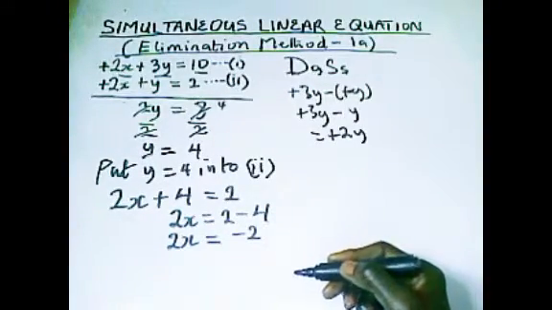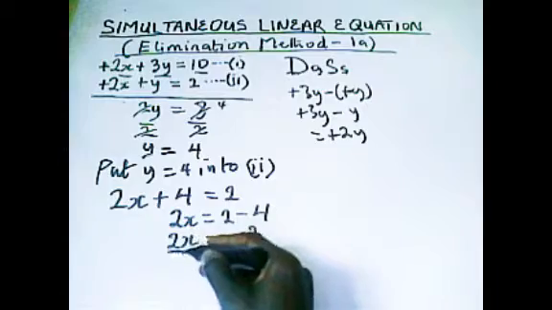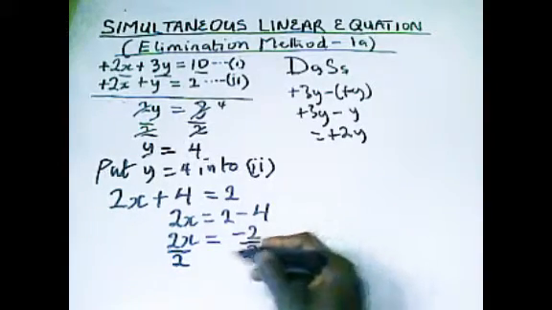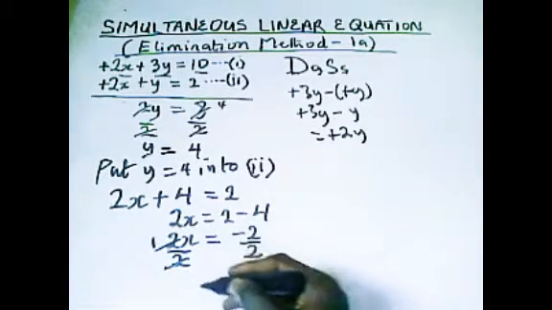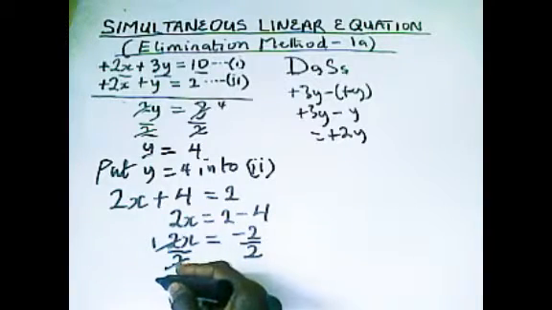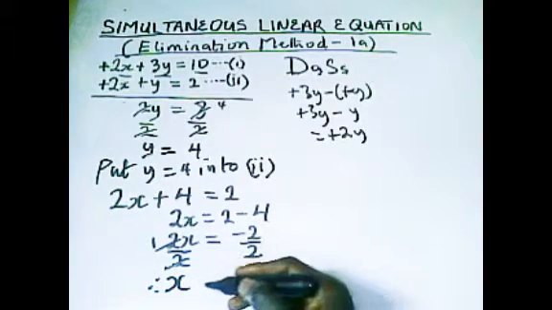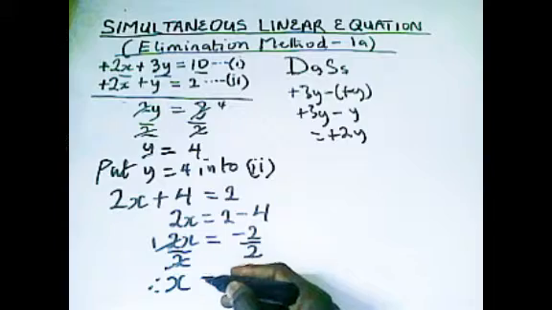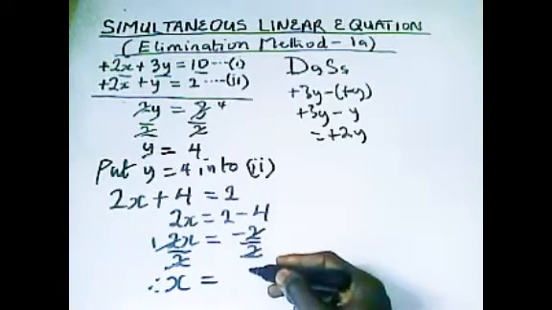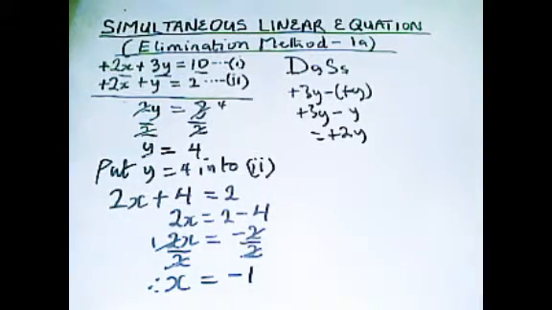I believe we understood these steps. Now to get x, we have to divide both sides by 2, and if we do that division, we shall have finally the value for x equals minus 2 divided by 2, which is minus 1. So that is the answer to the question. We have that x is minus 1 and y is 4. So that is how you use the elimination method to solve simultaneous equations.